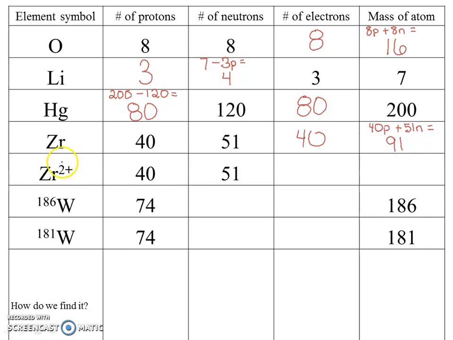Now when we look at the next one, this is the 2 positive ion for zirconium. It has the same number of protons, which we should expect because since it is the same element, it has the same atomic number, the same number of protons. This one also has the same number of neutrons. So these two are not isotopes of each other.